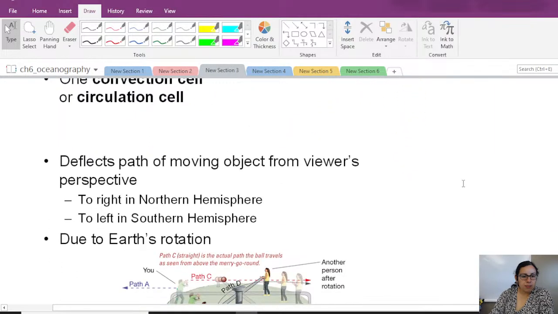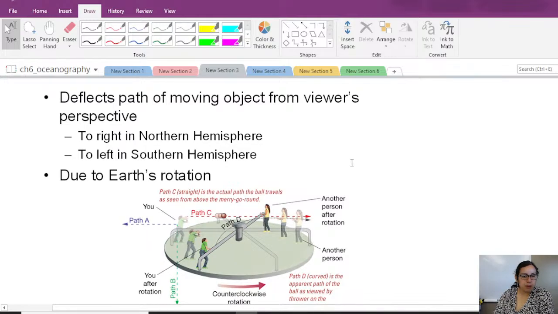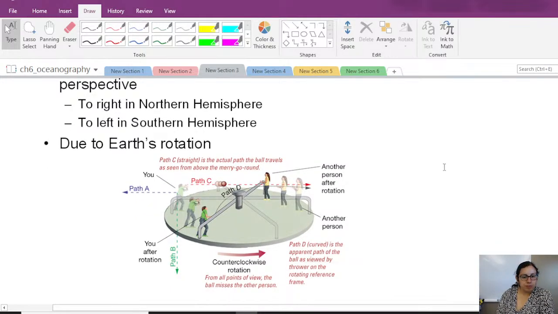And so this now goes into our Coriolis effect. It deflects our path depending on our viewer's perspective. We kind of looked at that. We're looking at the Earth's rotation. Same thing as if you're throwing a ball on a merry-go-round.